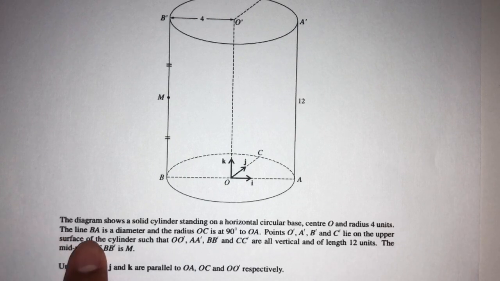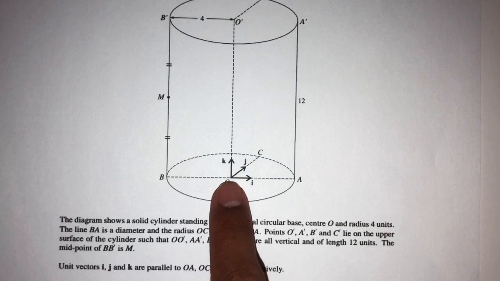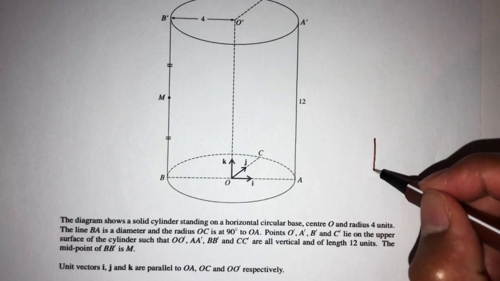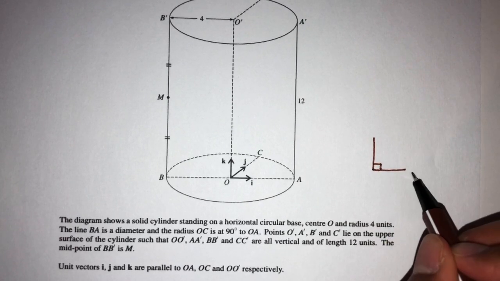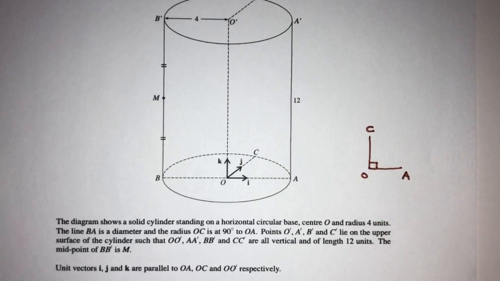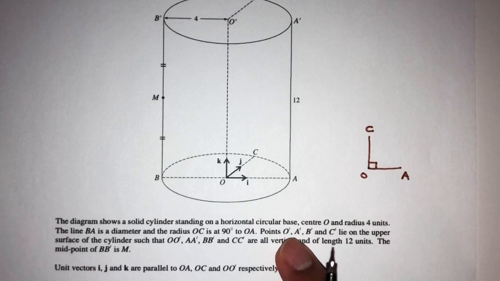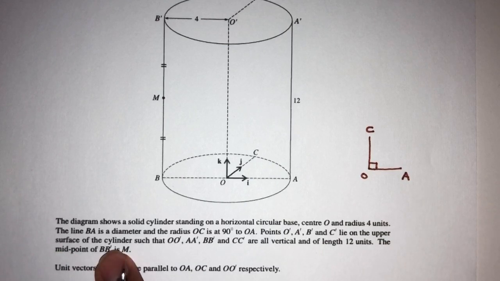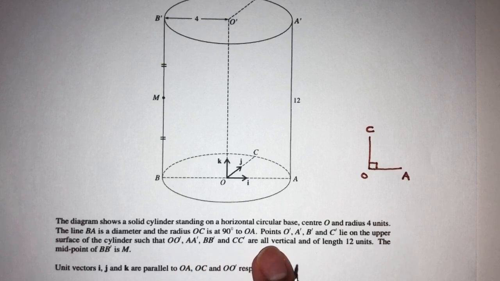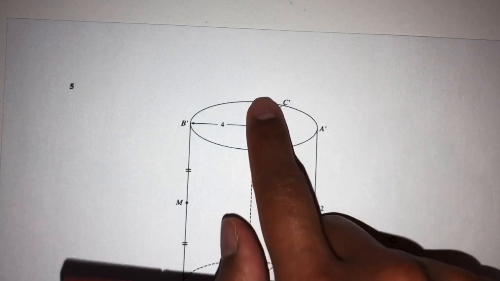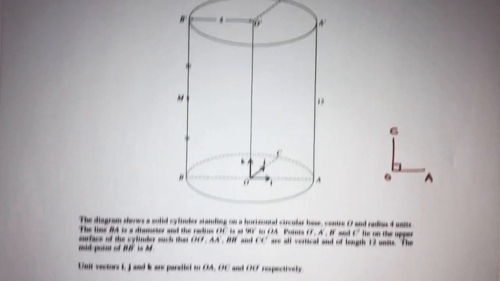Anyways, let's move on. The line BA is a diameter, as I just said, and the radius OC is at 90 degrees to OA. So we realize that OC and OA are at right angles. This is O, this is A, and this is C. Okay, this is what it means. Now what else? The points O prime, A prime, B prime, and C prime lie on the upper surface of the cylinder such that these lines are all vertical and the length is 12. As you can see, they are vertical, vertical, vertical, and those lengths are all 12 units.